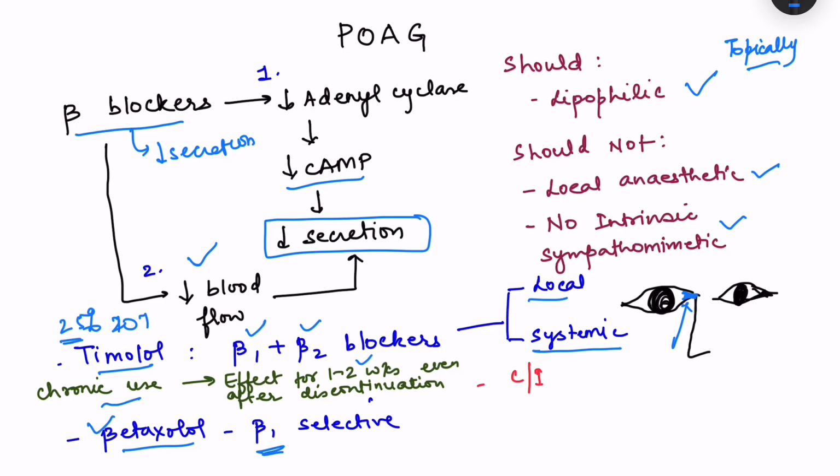Second thing is that in asthmatic patients, we can start with betaxolol, which is beta 1 selective. But we have seen that the receptors present in the eye are mostly of beta 2 type. So when you give a beta 1 selective drug, obviously it will not be that effective. So in case betaxolol is not giving the response, then we can later switch to timolol. So that was the beta blockers.